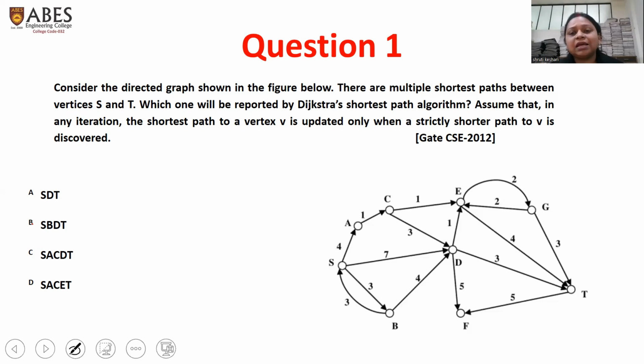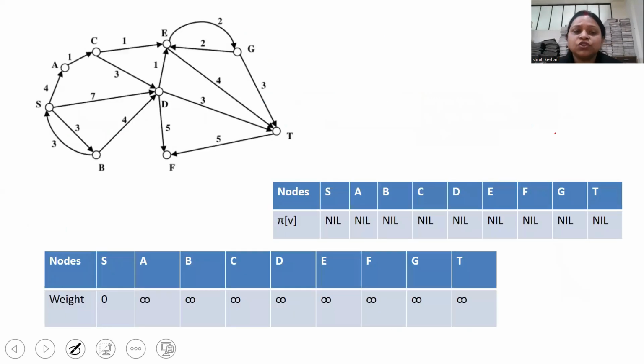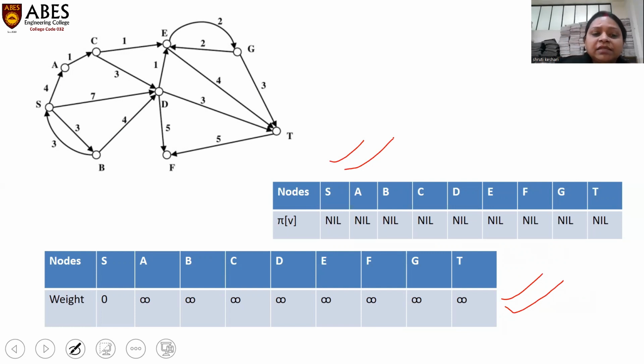For that, this is giving the relaxation process: in any iteration, the shortest path to a vertex V is updated only when a strictly shorter path to V is discovered. Let's see how to solve this question. Here, I'm taking two tables to define the values according to Dijkstra's algorithm. First defines the weight of each node, and second defines the parent of that particular node. Parent means how to reach that particular vertex. Here, I'm taking S as the starting node, the source node, so I provide the weight 0 and give all the other vertices infinity. These are the vertices in the given graph.